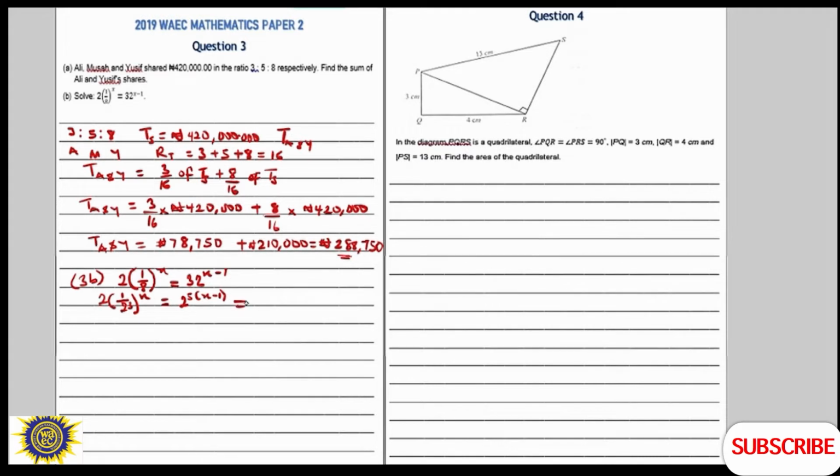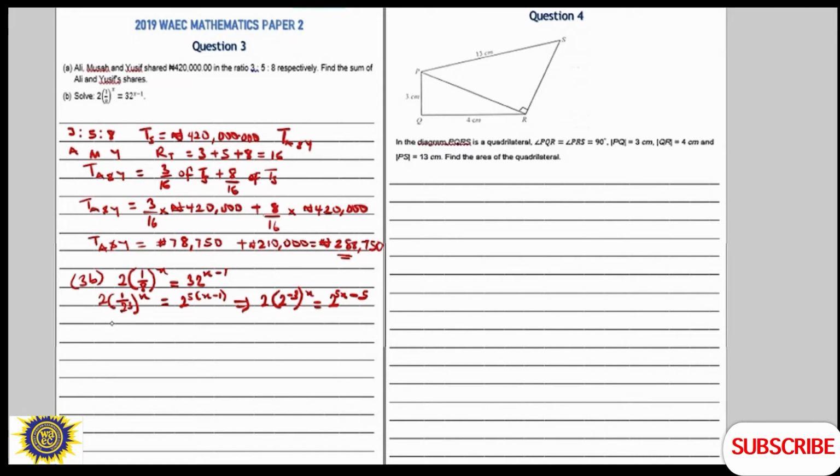So this means that 2 into bracket. Now this one you can use the inverse law by changing it to 2 raised to power minus 3. It's still the same thing. Raised in the bracket x, equal to 2 raised to power. Now 5 here you can multiply out: 5 times x is 5x, minus 5.